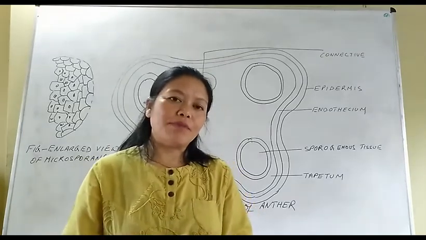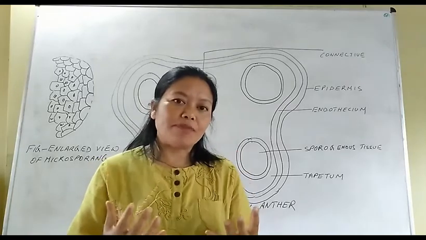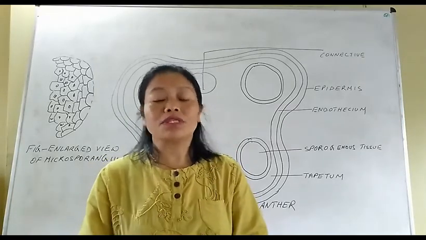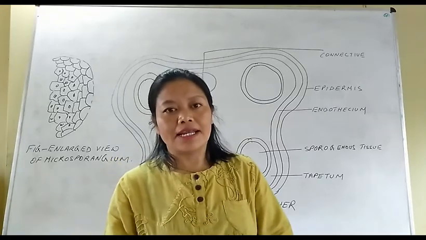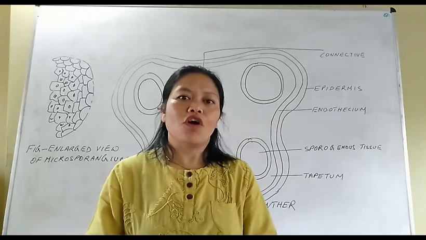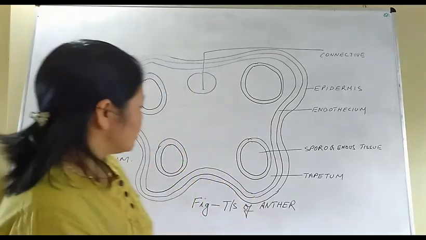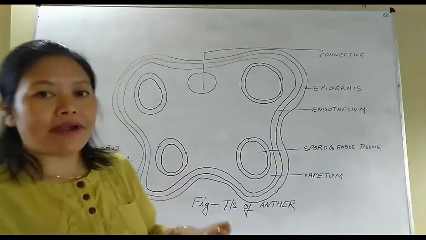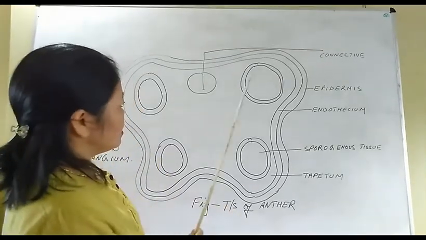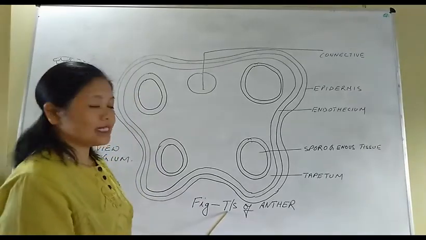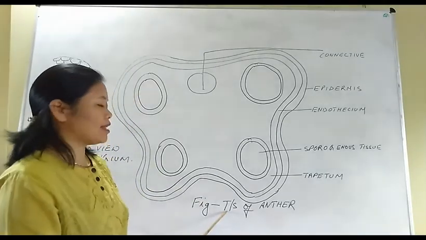Then you are going to study the special type of asexual reproductions. Okay, so here you are going to study all these things. This morning I am going to start with the topic that is structure of anther. So here I have drawn a diagram, and this is the TS of anther. You all know what is TS. This is a transverse section of anther.